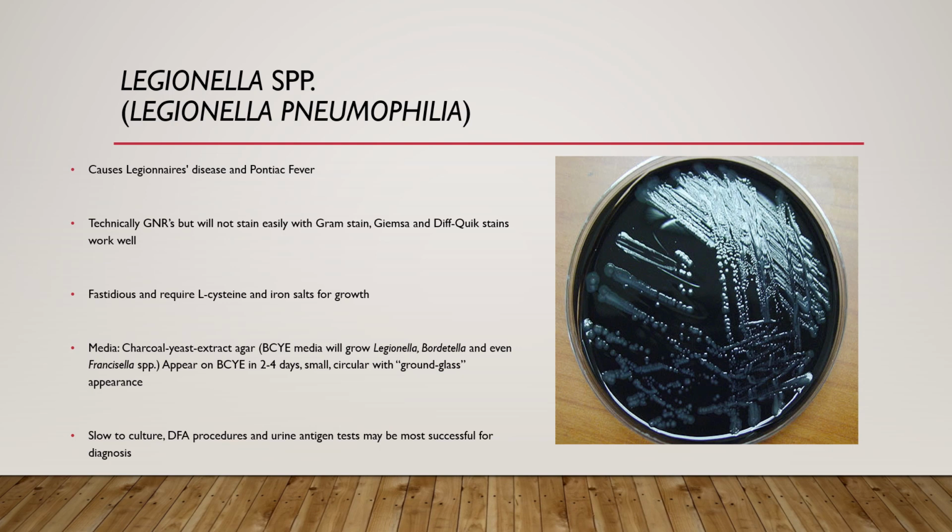The media of choice to grow this organism is BCYE media, which is buffered charcoal yeast extract agar, and it's going to have a ground glass appearance, and you can see that in the image on the right. It's got that sparkly sheen to it. It is slow to culture, and the best way to diagnose it would be with a direct fluorescent antibody test, and there's a nice urine antigen test as well. It's called the Binax urine antigen test, and it's 97% sensitive for the Legionella antigen, but we usually have to confirm it with culture.